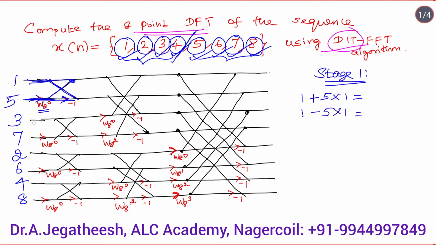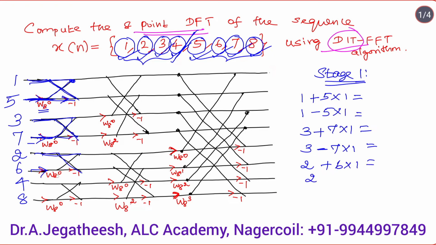Next, here you have 3 plus this is 7, so 7 into 1. Next, here you have 3. On the way you have minus 7 into twiddle factor, so 7 into 1. Next, here 2 plus 6 into twiddle factor is 1. Here it is 2. On the way you have a minus, so minus 6 into twiddle factor.